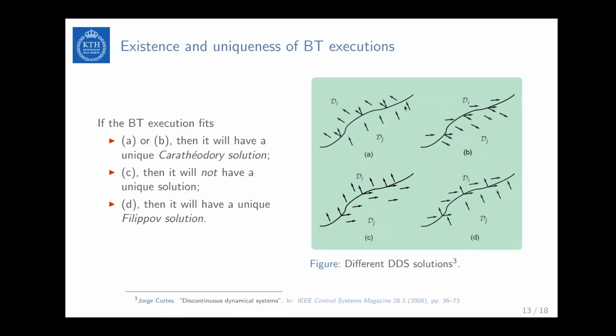subcontroller. And then in D, the vector fields can actually point towards each other. In that case, you have what's called a sliding mode solution, where the vector fields combine in a unique way. And then in C, there's no unique solution. So if your behavior tree controller with your given dynamical system satisfies these characteristics, then you'll have unique solutions.